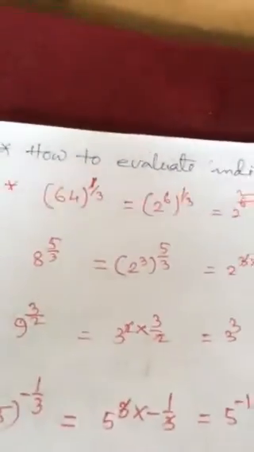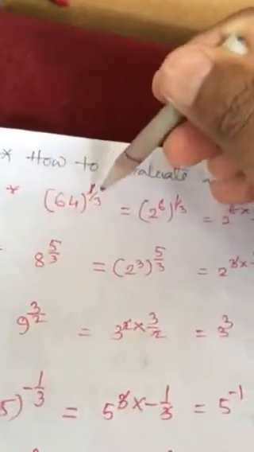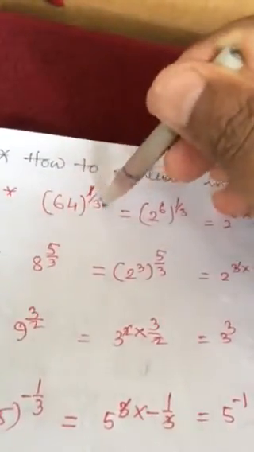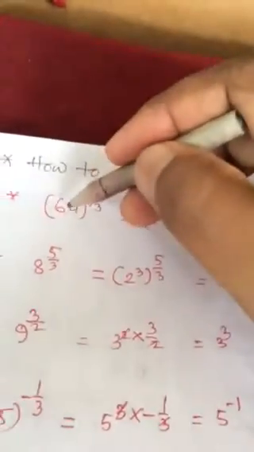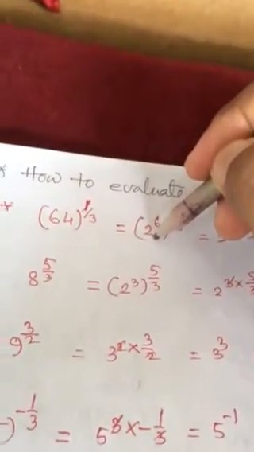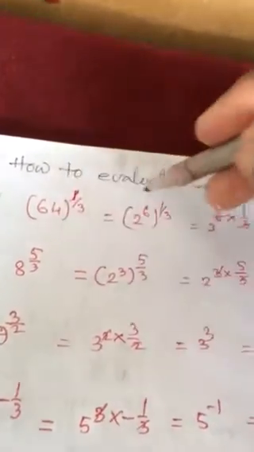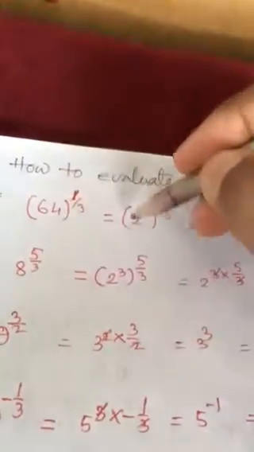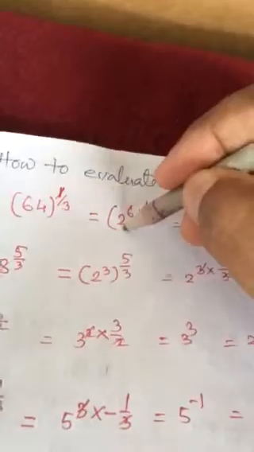Okay, so here I will now teach you how to evaluate indices using laws. Whatever laws we have learnt, using those laws, how to evaluate indices. Now you see, it's very simple. Try to understand: 64 to the power 1 by 3. So what will you do? You simply break 64 into its prime factors, and if you find the prime factors, you will get 2 six times.